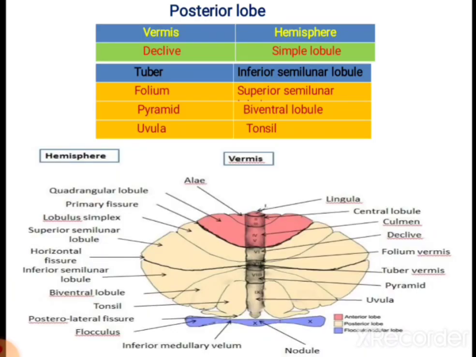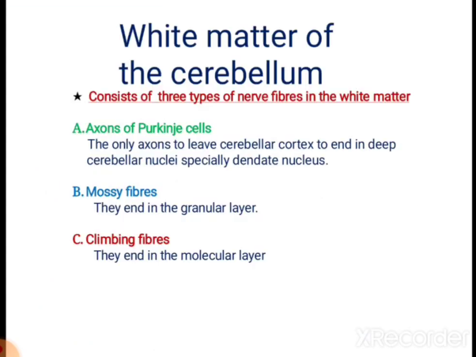Similarly, in the posterior lobe, the declive is the middle area, and the hemispherical corresponding area is the simple lobule. Then tuber, the hemispherical area is the inferior semilunar lobule. Then folium, the hemispherical area is the superior semilunar lobule. Then pyramid, the corresponding hemispherical area is the biventral lobule, and uvula corresponds to the tonsil.